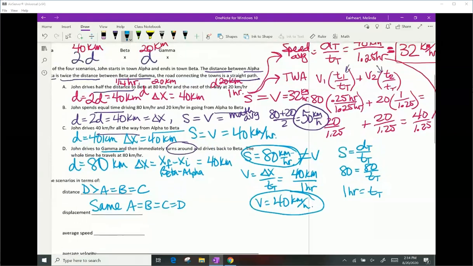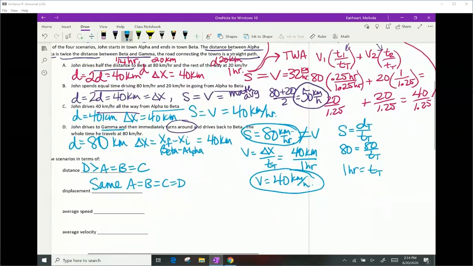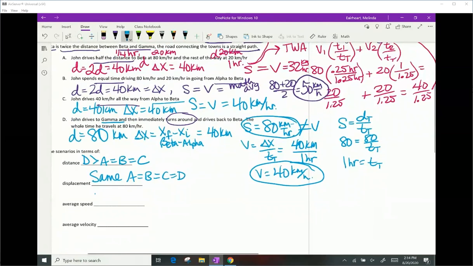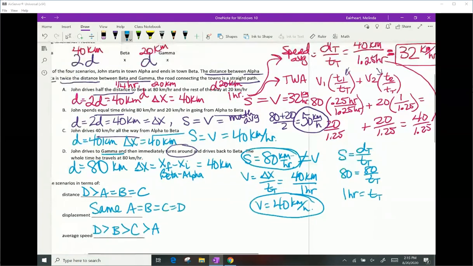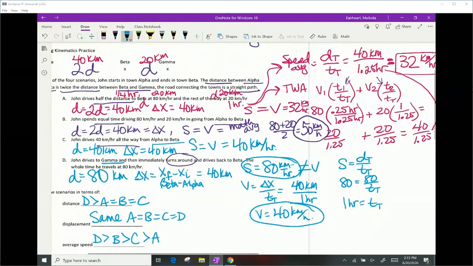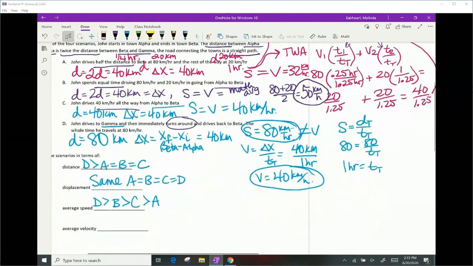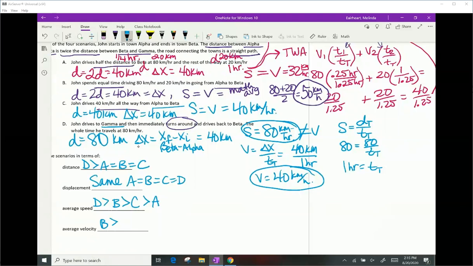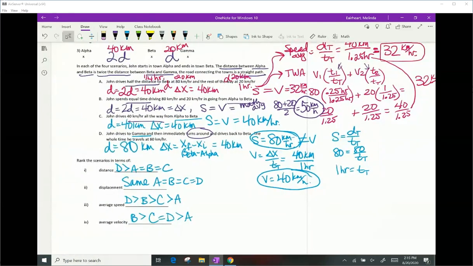Average speed, I had 32, 50, 40, and 80. And so D is greater than B, is greater than C, greater than A. And average velocity, we had 32, we had 50, we had 40, and we had 40. So it'd be B is greater than C is equal to D, greater than A. All right, questions on the 4 scenarios of alpha, beta, gamma?